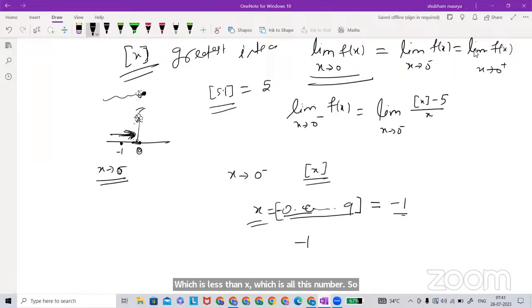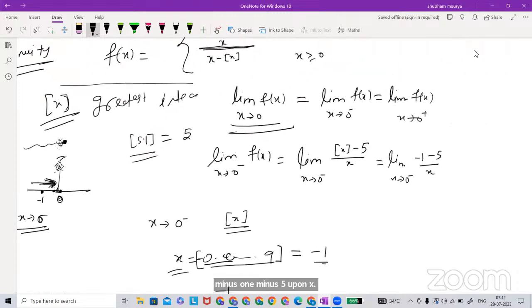So as x is approaching -0, it is a fixed number. Below it, what is happening? You can simply say that the limit as x goes to 0 from the negative side of (-1 - 5) upon x. We can write it differently also like this. Because as x approaches 0 from the negative side, the numeric value will come, which is -1. Correct? This is right.